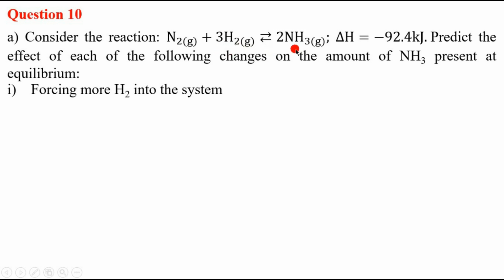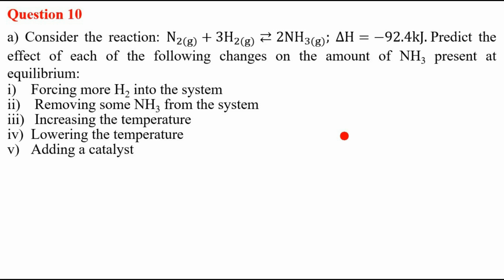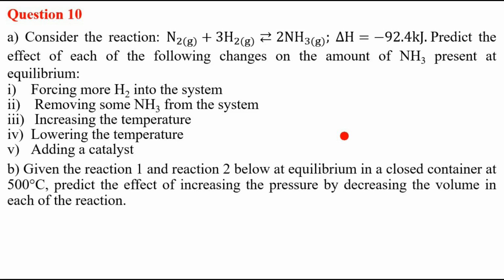Another one is asking: if we remove the ammonia, what will happen? If we increase the temperature, what will happen? If we lower the temperature, what will happen? If we add the catalyst, what will happen? Then the question also has part B. B says, given reaction 1 and reaction 2 below at equilibrium in a closed container at this temperature, predict the effect of increasing the pressure by decreasing the volume in each of the reactions.